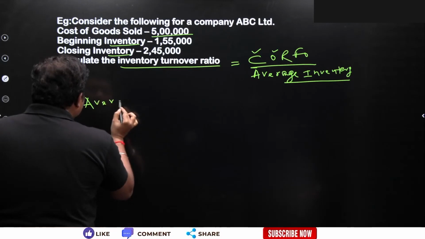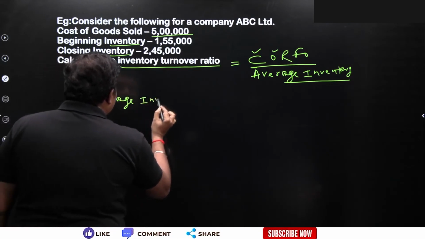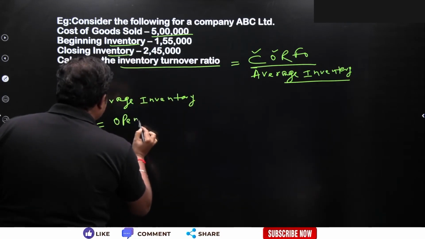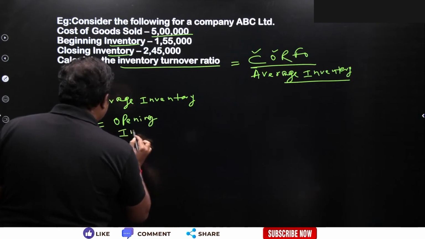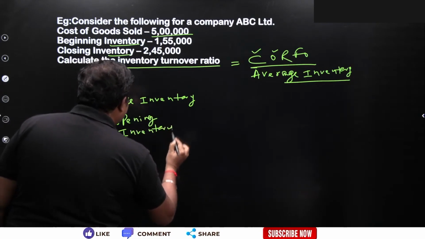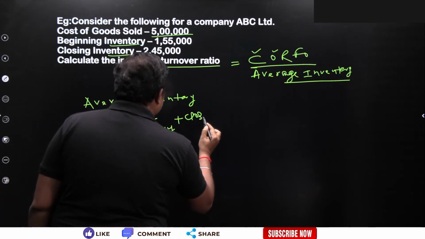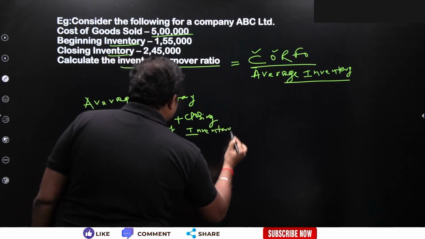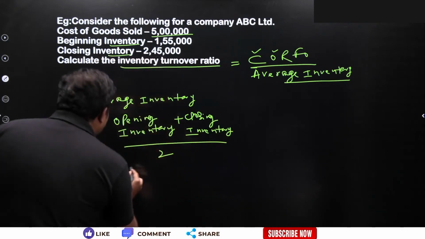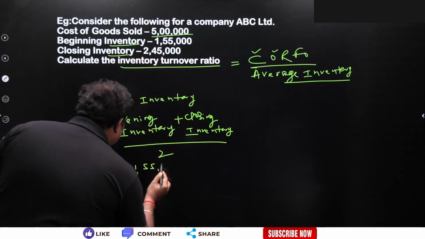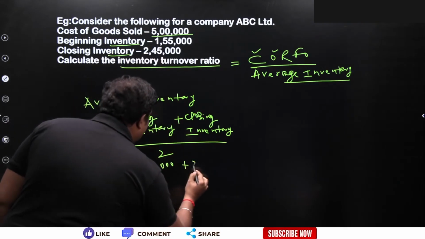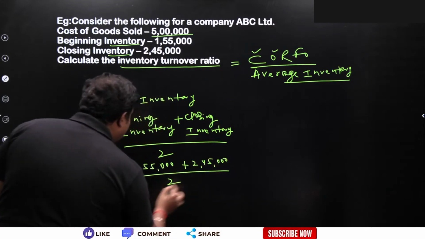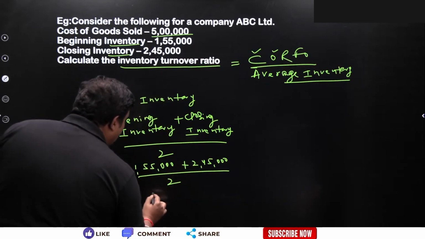एवरेज इन्वेंट्री निकालने के लिए बहुत सिंपल है, एवरेज इन्वेंट्री इक्वल्स टू ओपनिंग इन्वेंट्री प्लस क्लोजिंग इन्वेंट्री डिवाइड बाय 2। ओपनिंग इन्वेंट्री वी हैव 1,55,000, closing inventory we have 2,45,000, divide by 2. So it simply means that 155 plus 245 makes 4 lakh divided by 2.